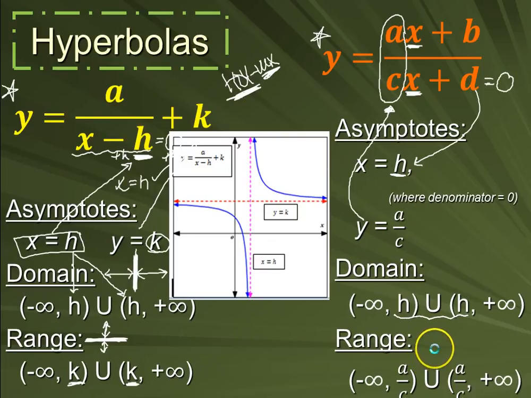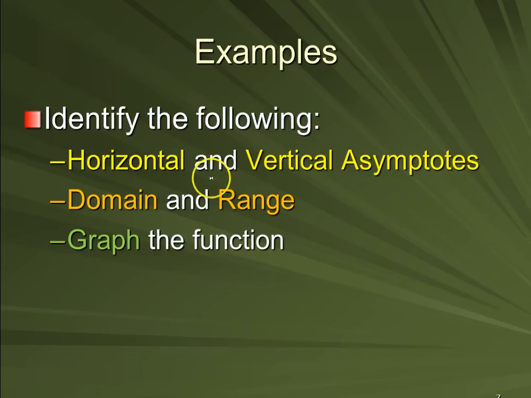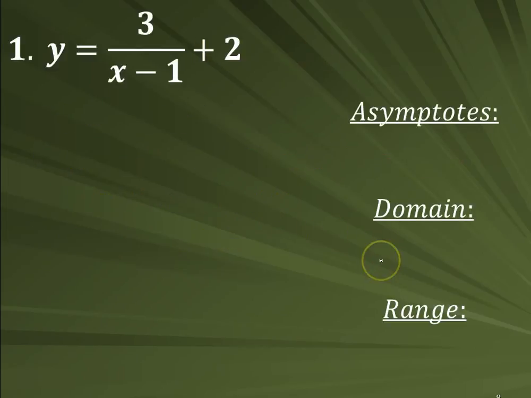Now let's look at a couple examples. When we do these examples, you're going to graph it, obviously, and find the domain and range like we've been doing. And I also want you to tell me those horizontal and vertical asymptotes. So my first example: 3 divided by x minus 1, plus 2.